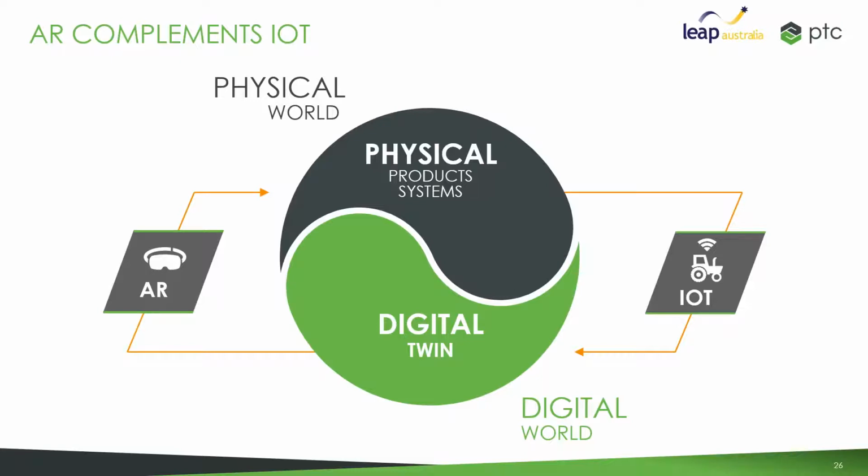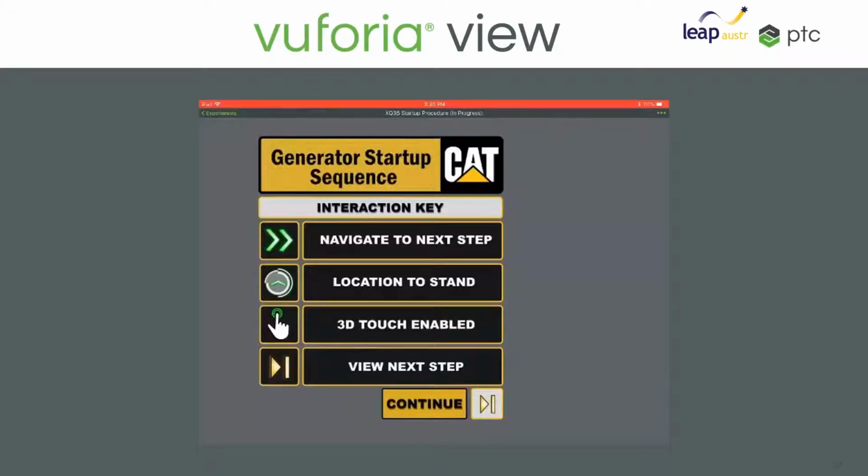Okay. So I've just got some examples here to show the types of things that can be built from Vuforia Studio. So this first one, both of these have been captured from an iPad in the Vuforia View app. Okay, so this first one isn't incorporating IoT data, but it's really around training instructions. So we're looking here at a generator startup sequence. Okay, so there's some little instructions there. First one, how to navigate through the application.